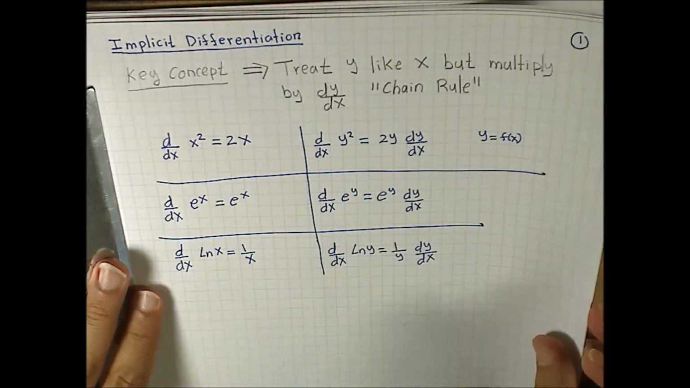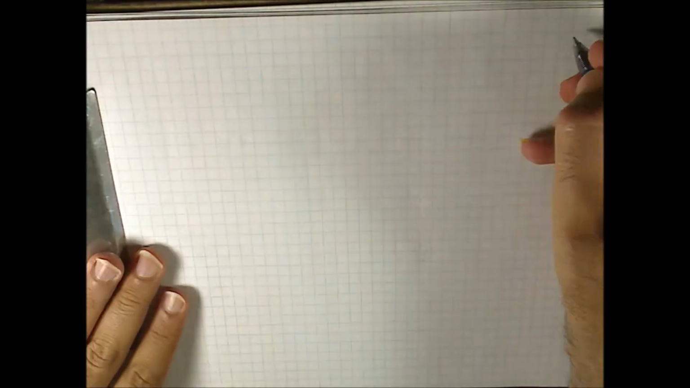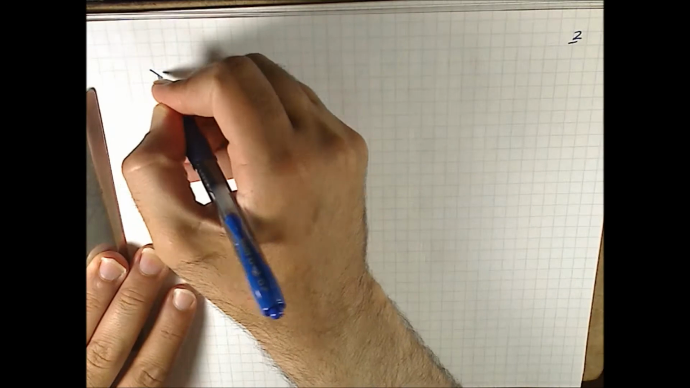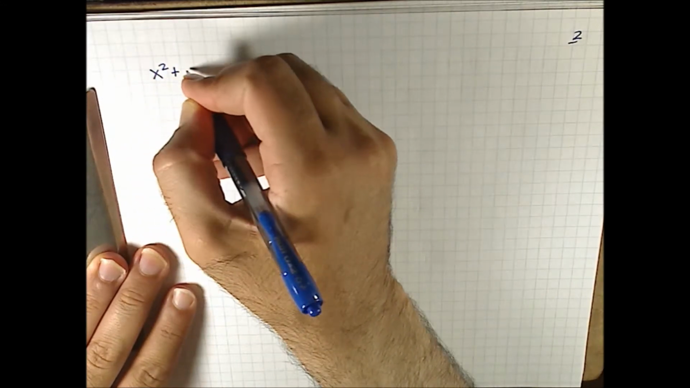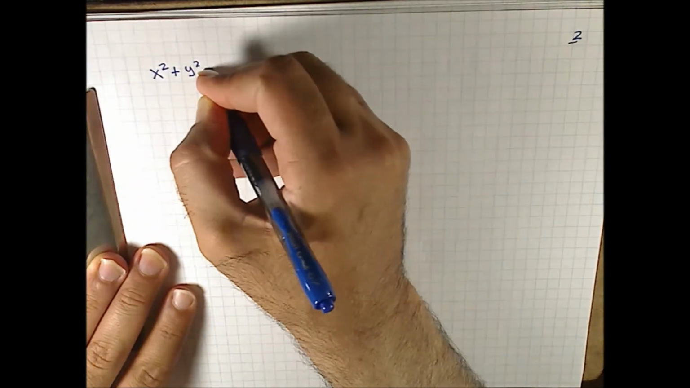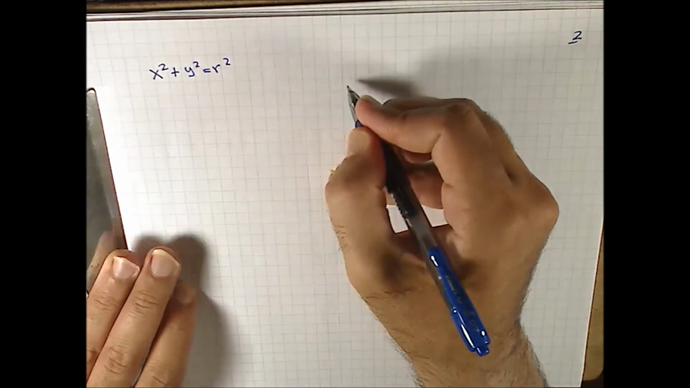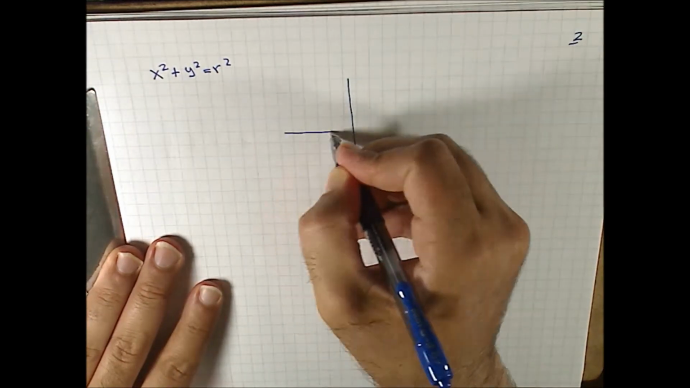Okay, let's look at an example. Say we have a circle. So here is the equation of a circle with radius r centered at the origin. So we have a circle like this.